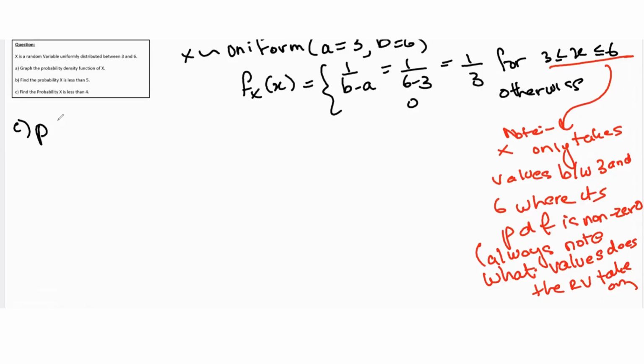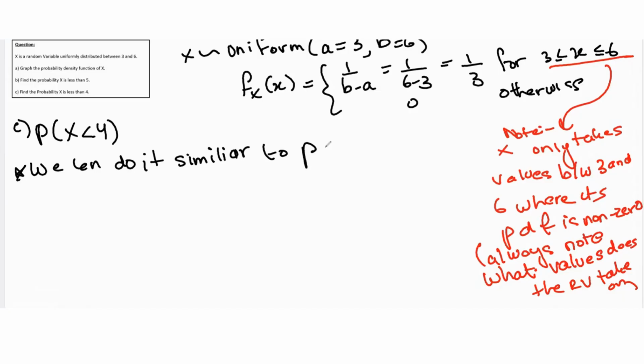Let's do C. We want to find the probability that X is less than 4. Now, there are actually two approaches we're going to use to solve this. One is we can do it similar to part B, the way it's done in part 1 of the series. That's one way.